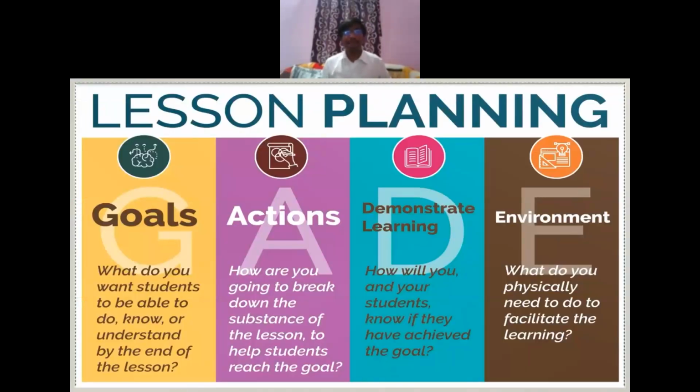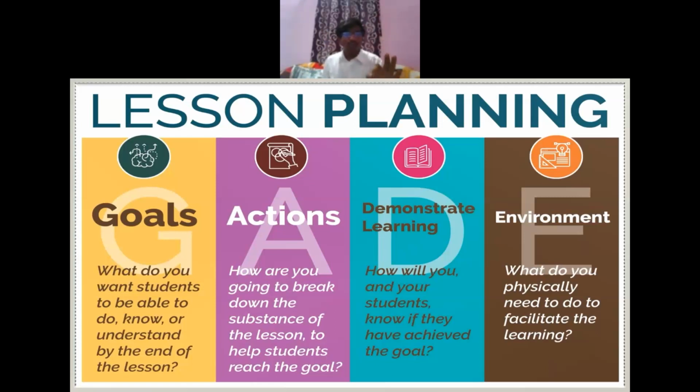See here, lesson plan. GADE: goal, action, demonstration, and environment. For a better lesson plan, if I want to make the best lesson plan, follow GADE. What is GADE? I should have a goal. My action should be there. My demonstrate learning and environment should be in an excellent way.